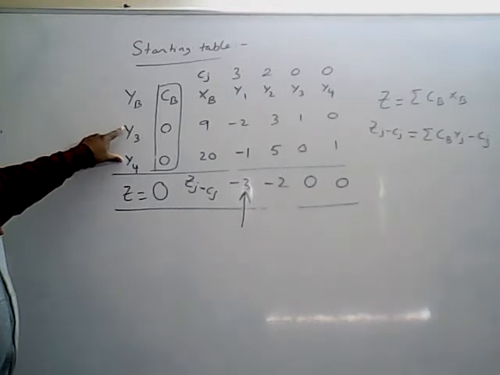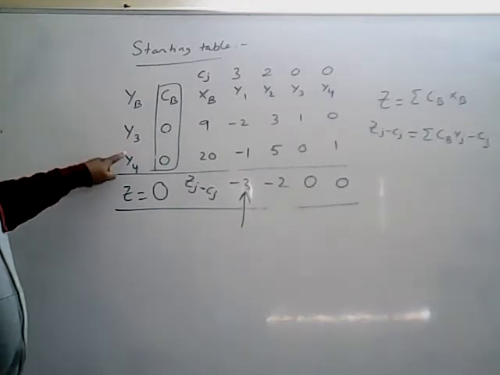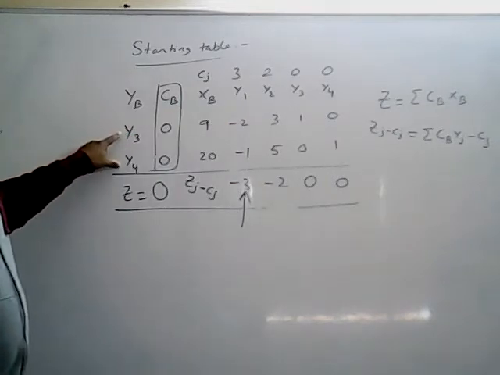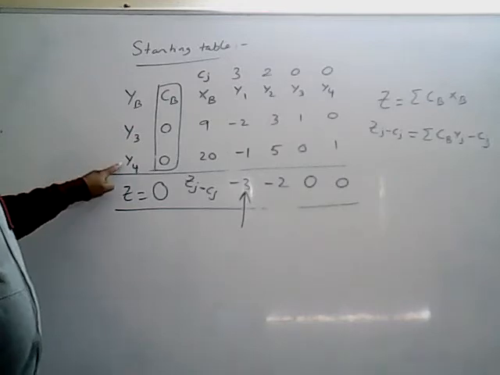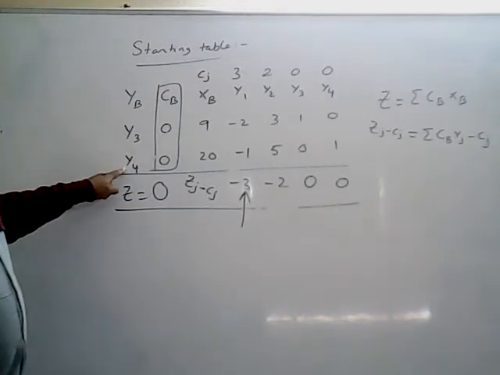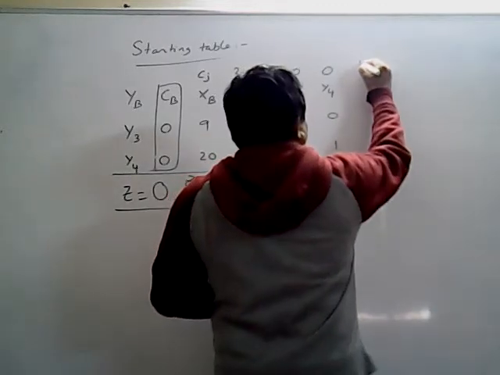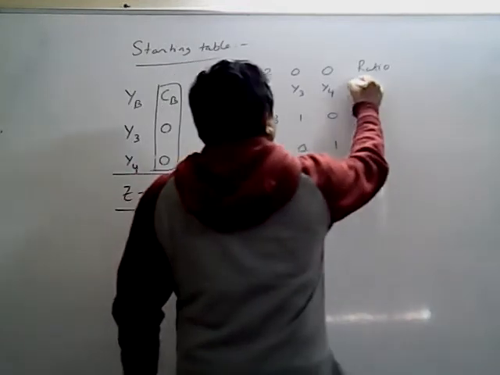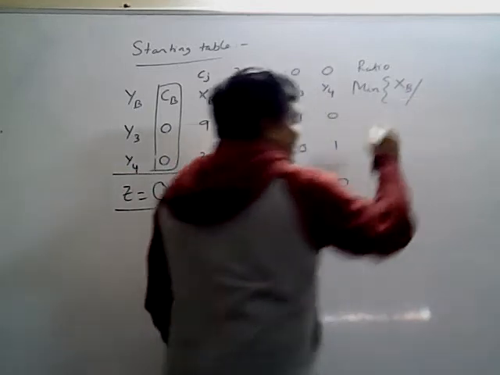But the basis is already filled. The basis is filled with Y3 and Y4. Two basis elements are there, one is Y3 and one is Y4. So Y1 wants to enter into the basis, which means some variable must be deleted. How to identify the deleting variable? I have given the formula for that. You have to calculate the ratio. The ratio formula is minimum of Xb by the entering column.